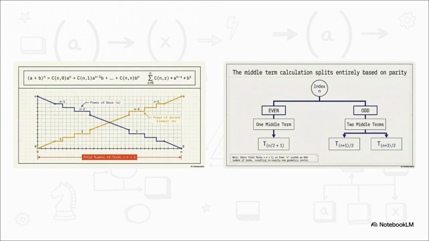And the way these powers behave across the whole expansion is actually pretty brilliant. See, the descending power of A eventually crosses the ascending power of B. That exact crossing point directly dictates your middle terms. And this split's based entirely on the parity of the index n. Think about it. An even n gives you exactly one perfectly centered middle term. But an odd n, that yields two middle terms sitting right next to each other.